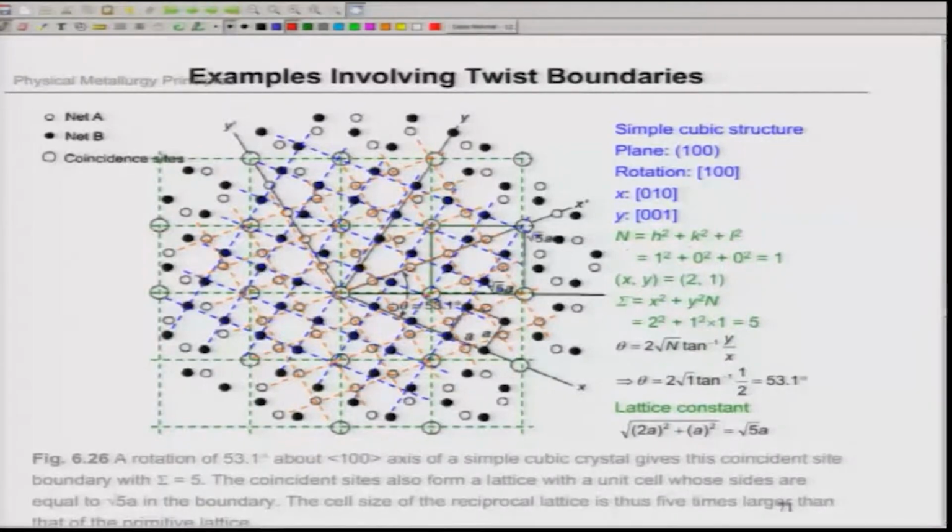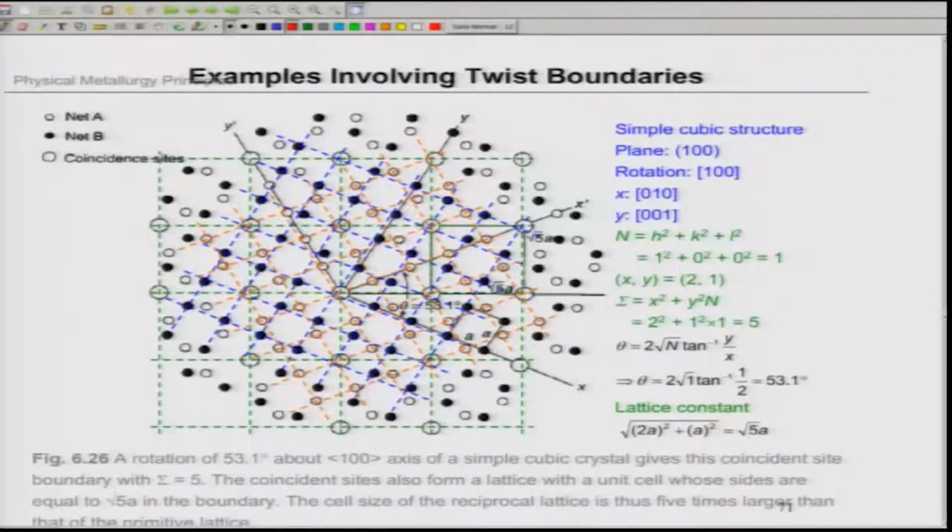Now, n square is nothing but h square plus k square plus L square, which is equal to 1. Suppose x and y is 2, 1, that is the coordinate of the coincidence point. Therefore sigma is 5 and theta is 53.1. So, if I rotate one net by 53.1 degrees with respect to the other, I will get a sigma 5 boundary, if it is a simple cubic structure. That is, a rotation of 53.1 degrees about the 1 0 0 axis of a simple cubic lattice gives the coincident site boundary of sigma 5.